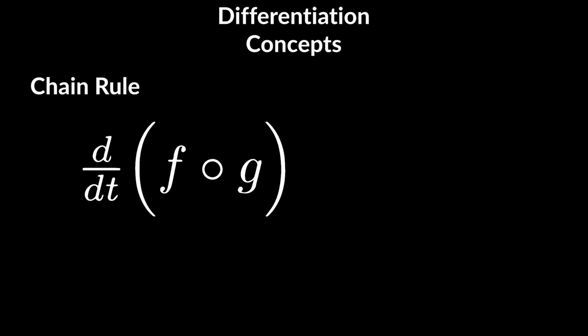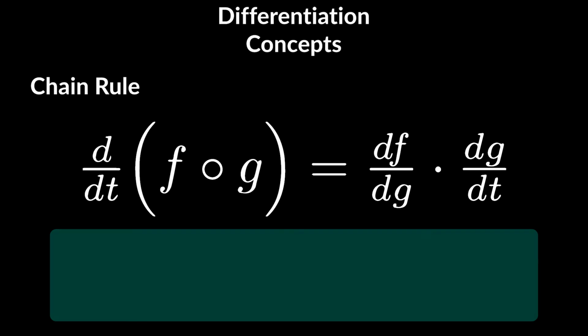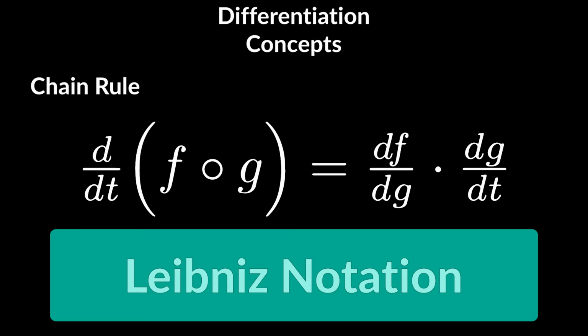So building on top of this, we take our composite function and then we take the derivative of this function, and we find that this is equal to the derivative of the outside function with respect to the inside function multiplied by the derivative of the inside function with respect to the variable that that function depends on. And this is what's known as Leibniz notation.